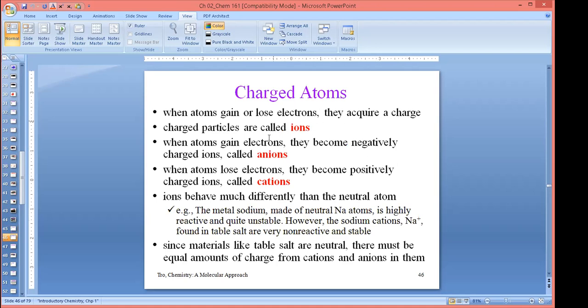Just some nomenclature so we're all on the same page. Ions means charge. The protons and electrons aren't the same. If you have more electrons, then it's negatively charged. That's called an anion. If you lose some electrons, then there's more protons, so it's positively charged, and that's called a cation.